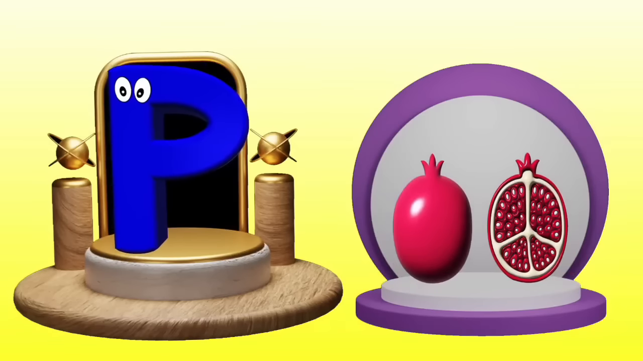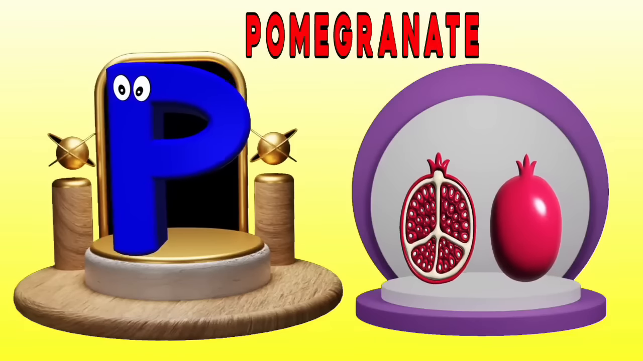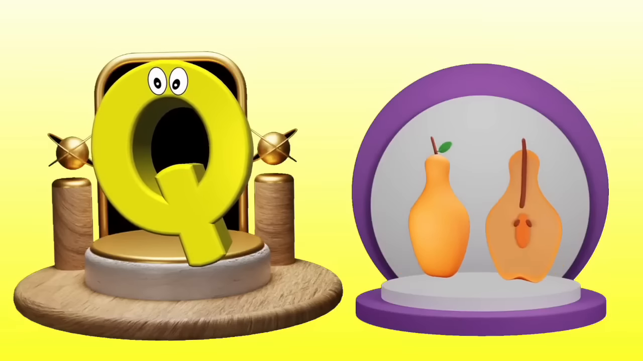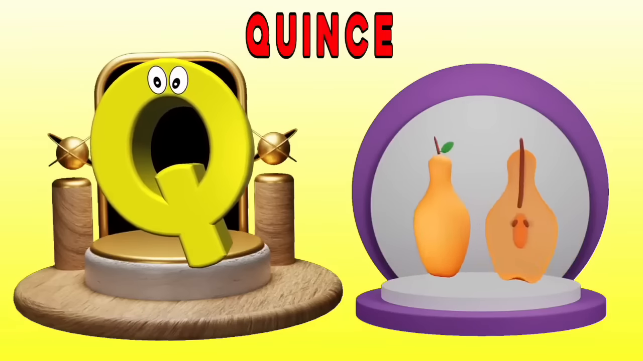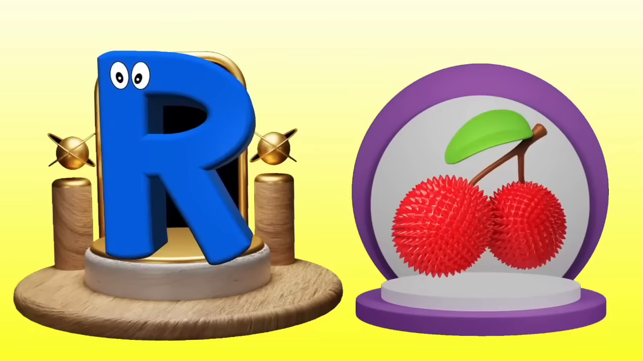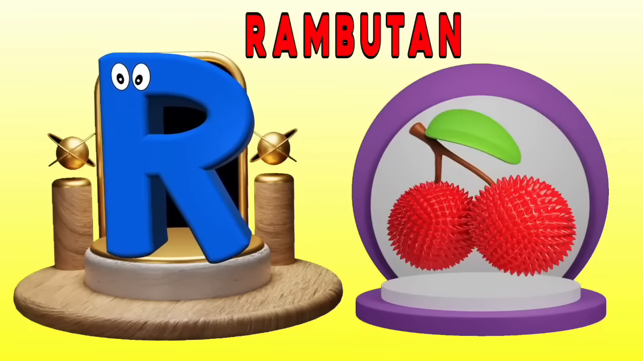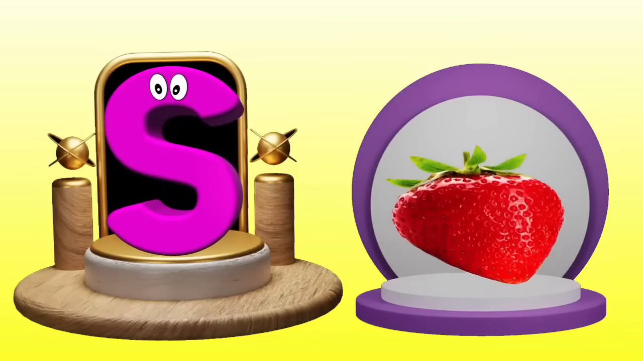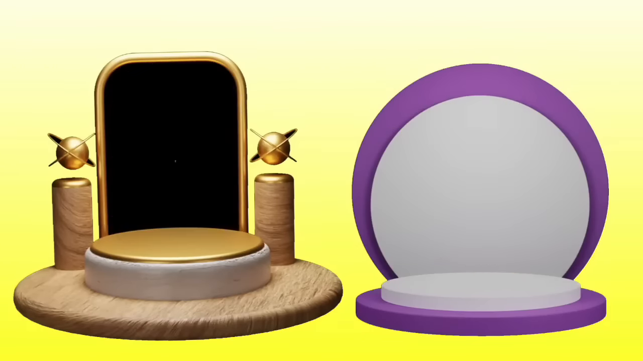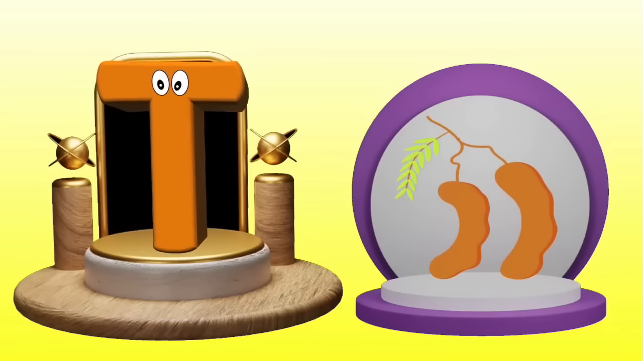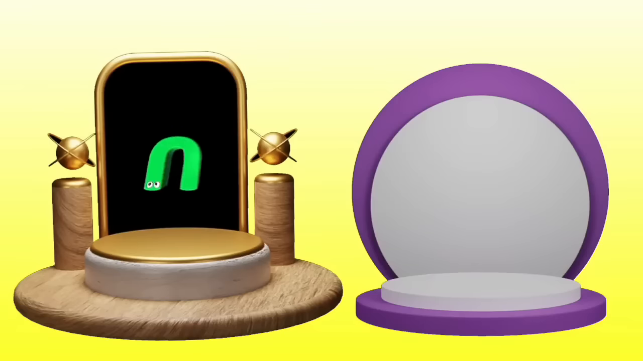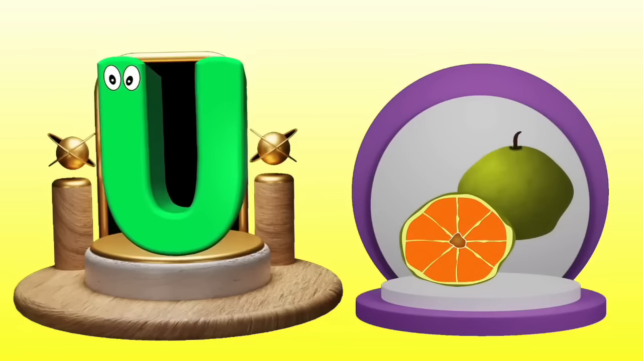P for pomegranate. Q, Q for queens. R, R for rambutan. T for tamarind. U, U for ugly fruit.